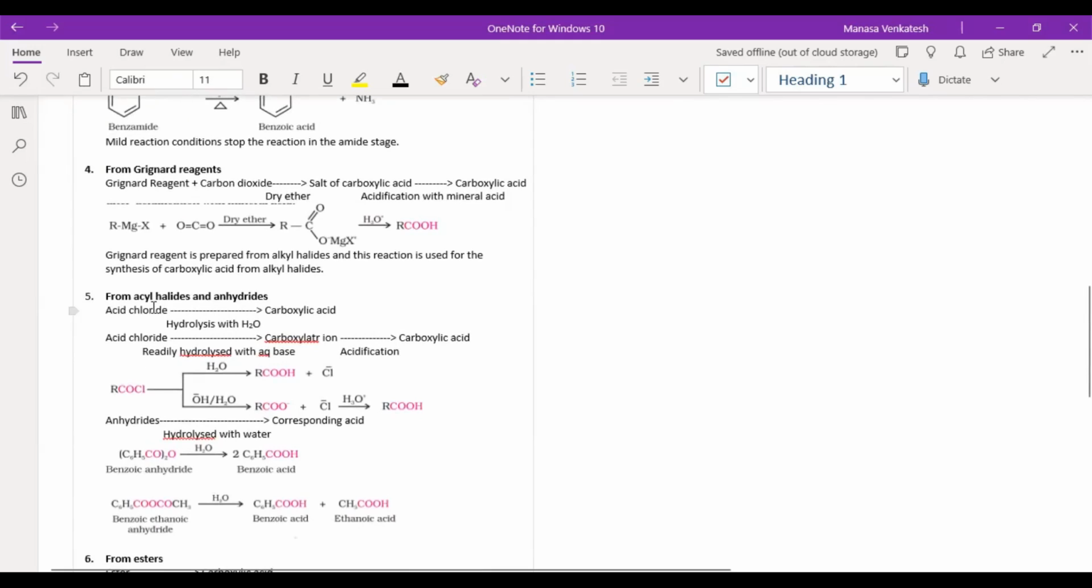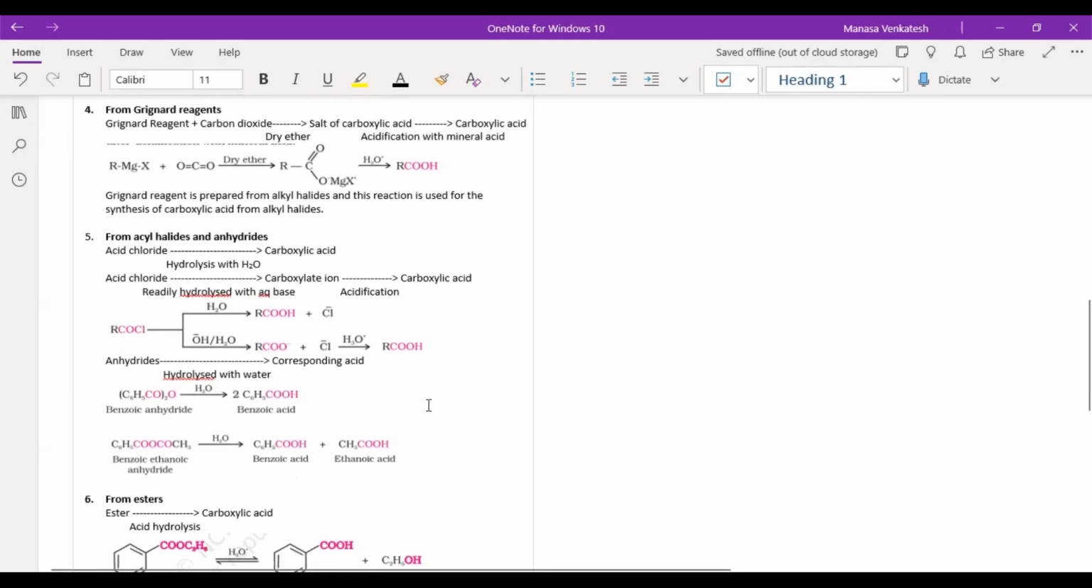The next reaction is from acyl halides and anhydrides. So acid chloride is going to undergo hydrolysis with water to give us carboxylic acid. Acid chlorides are also readily hydrolyzed with aqueous base to give us the carboxylate ion, which on acidification gives us carboxylic acids. So there are two reactions. First is hydrolysis with water. The second is hydrolysis with aqueous base. With aqueous base, it gives us a carboxylate ion, which on acidification is going to give us an acid.